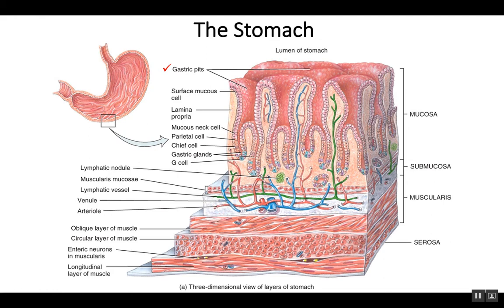You'll notice there's a cell called the G cell, which is going to be synthesizing and secreting gastrin, the hormone that goes into the bloodstream. And then there's some mucus-producing cells as well. So gastric pits are pretty specific for the stomach. There's an additional layer of smooth muscle in the stomach compared to the rest of the GI tract. So it has an oblique layer as well as the typical circular and longitudinal layers.